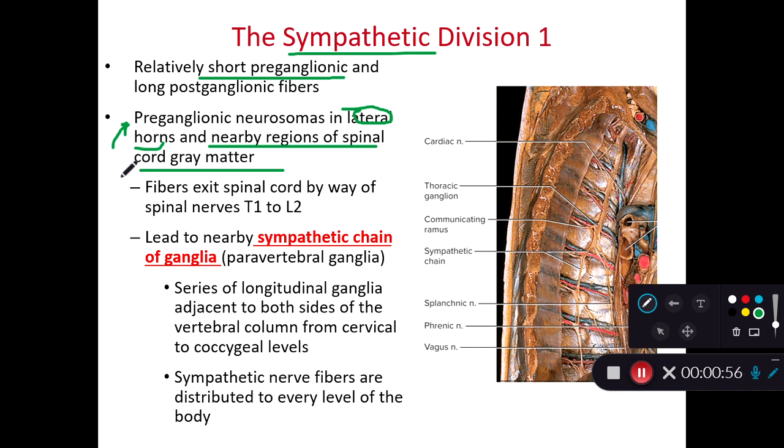The axons of these preganglionic neurosomas, or these fibers, exit the spinal cord typically through spinal nerves located through T1 through L2. So we're going to have, from the first thoracic vertebra all the way to the second lumbar vertebra, branches of the sympathetic division leaving the central nervous system.